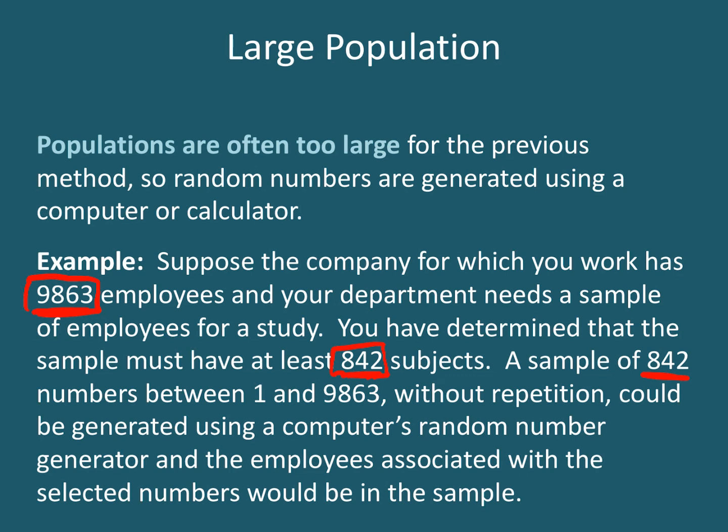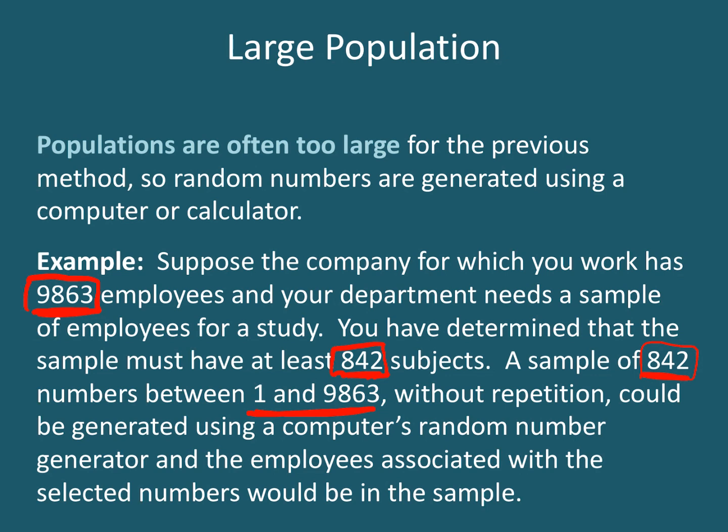So what we're going to do is choose a sample of 842 employees using numbers between 1 and 9,863 without repetition. And we're going to do this using a computer generator from a program or what have you. And I'll show you in a little bit how to do that with your TI-84.